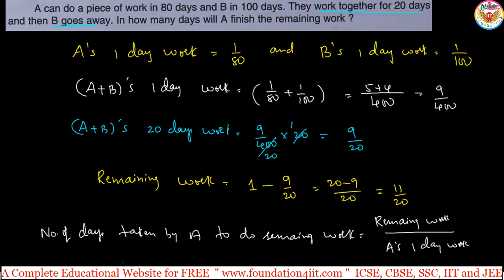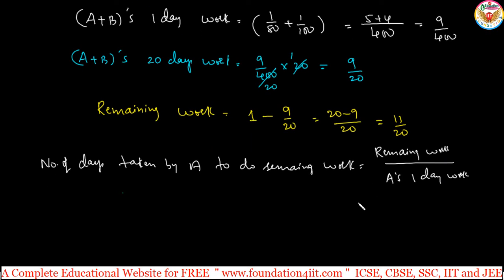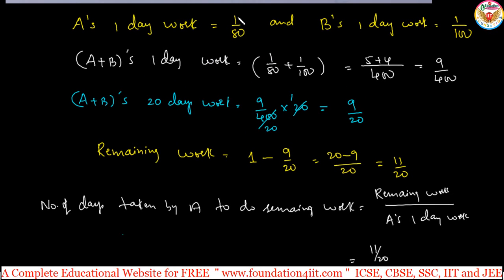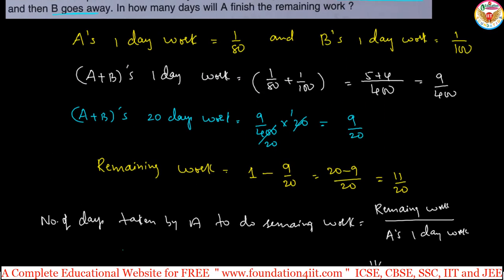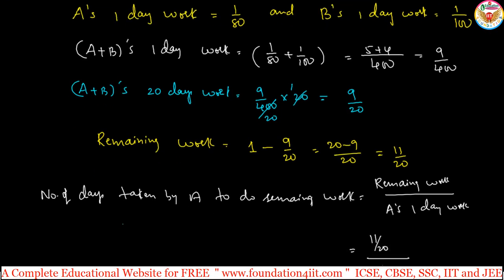So in this problem, the remaining work is 11 by 20, divided by A's 1 day capacity, which is 1 by 80. You can calculate this: 11 by 20, divided by 1 by 80, the reciprocal is 80 by 1. 20 times 4, so 44 days. In case B leaves after 20 days, A is supposed to do 44 more days to finish the remaining work.